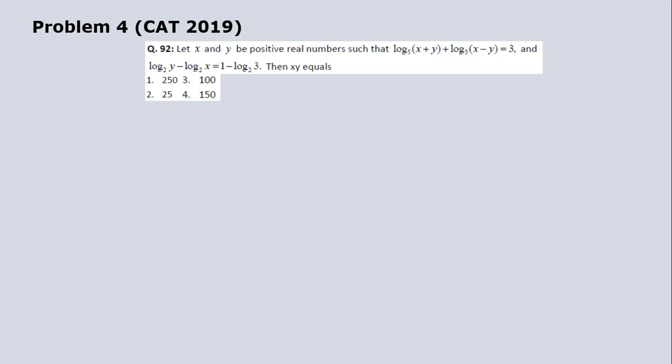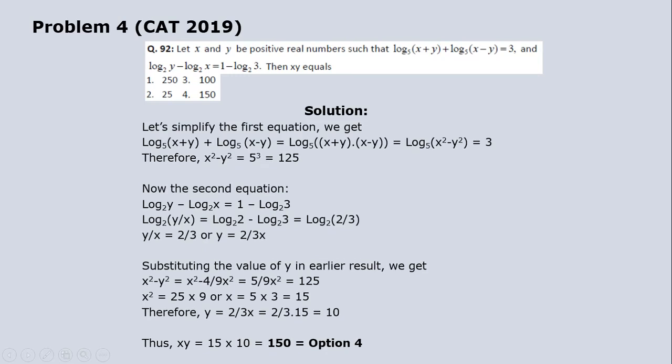Okay, let's start by simplifying the first equation. We use a few concepts that we have learned and eventually derive that x squared minus y squared should be 125. Moving to the second equation, upon simplification we get y is equal to 2/3 of x. You can substitute y in the earlier equation and we get x equal to 15. From this value of x we can then get y equal to 10 and x times y as 150. So option 4 is correct. Wasn't so difficult after all, was it?